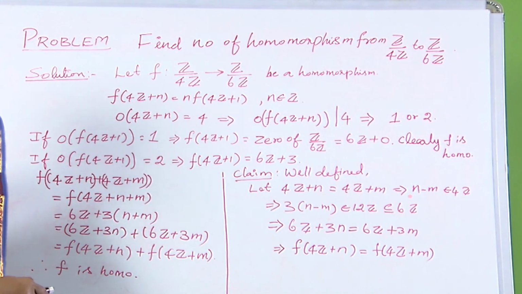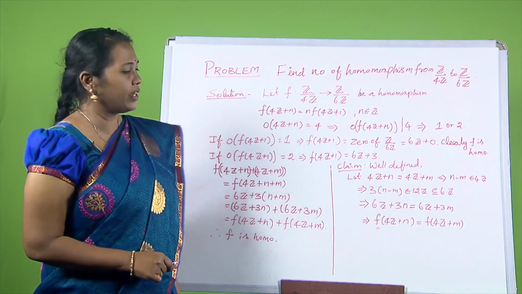If this is true, then this implies that n minus m belongs to 4Z. In other words, 3 times n minus m belongs to 12Z, but we know that 12Z is a subset of 6Z, which implies that 6Z plus 3n is equal to 6Z plus 3m. Now, this is a property of subgroups, and therefore we have applied that, and from this we can say that f of 4Z plus n is equal to f of 4Z plus m. This is because if a minus b belongs to the subgroup, let's say H, then a plus H is equal to b plus H. We have applied that property here, and from this we can clearly say that it is a well-defined homomorphism.